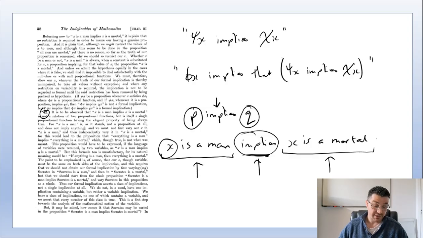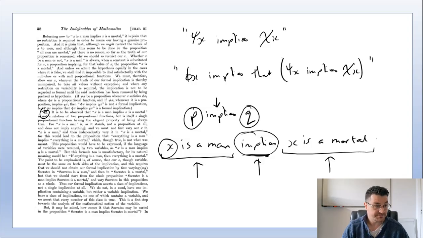sides of the implication. And this requires that we should not obtain our formal implication by first varying, say, Socrates in Socrates as a man, and then in Socrates as a mortal, but that we should start from the whole proposition, Socrates as a man implies Socrates as a mortal, and vary Socrates in this proposition as a whole. Thus our formal implication asserts a class of implications, not a single implication at all. We do not, in a word, have one implication containing a variable, but rather a variable implication.